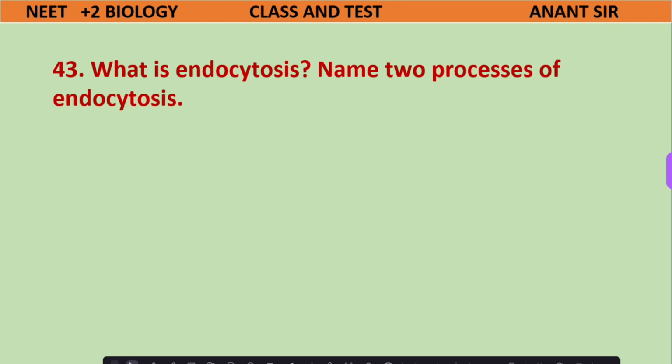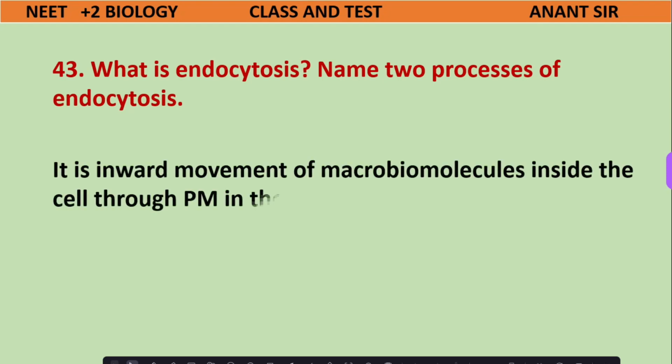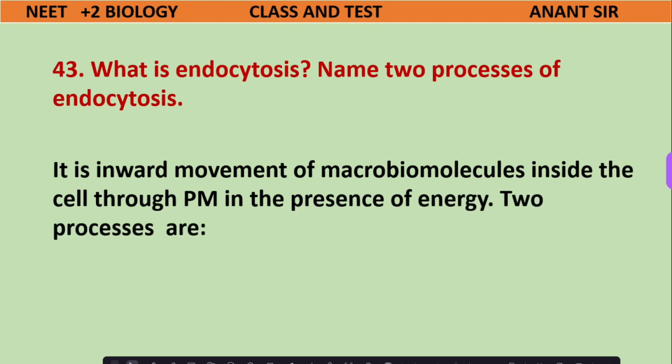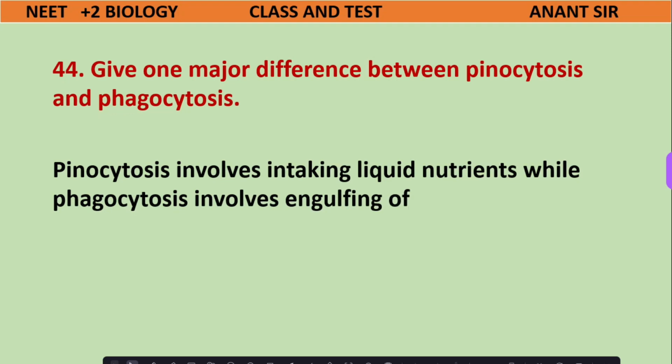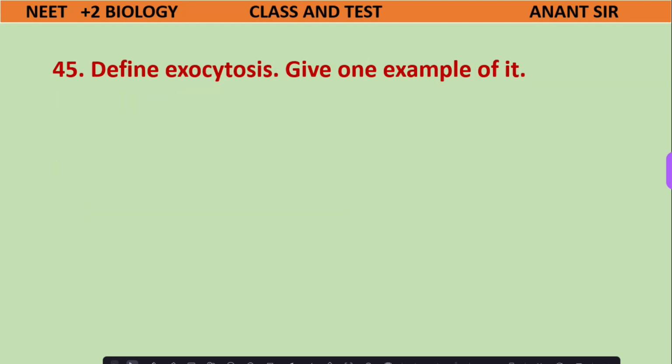What is endocytosis? Name two processes of endocytosis. It is inward movement of macrobiomolecules inside the cell through PM in the presence of energy. Two processes are pinocytosis and phagocytosis. Give one major difference between pinocytosis and phagocytosis. Pinocytosis involves intake of liquid nutrients, while phagocytosis involves engulfing of solid nutrients.